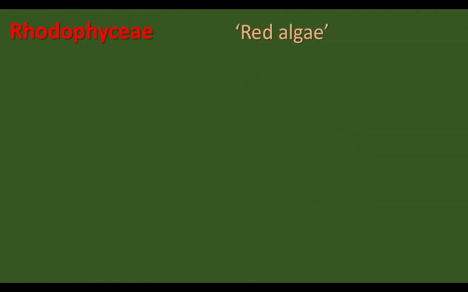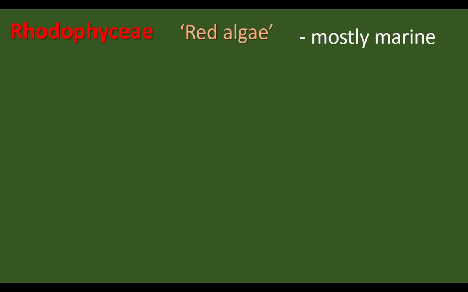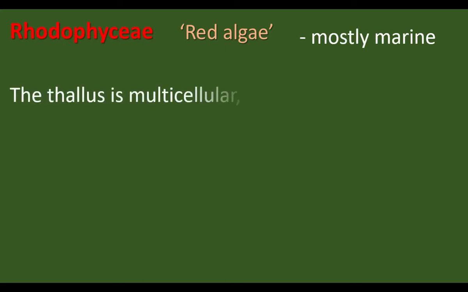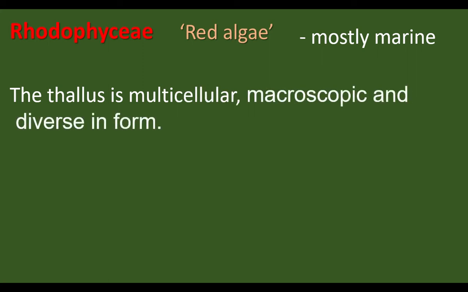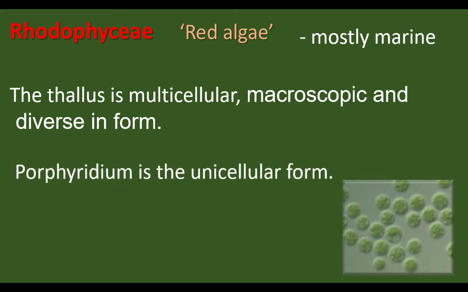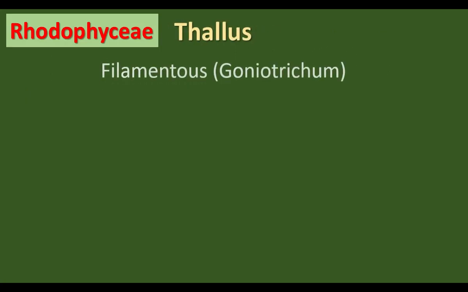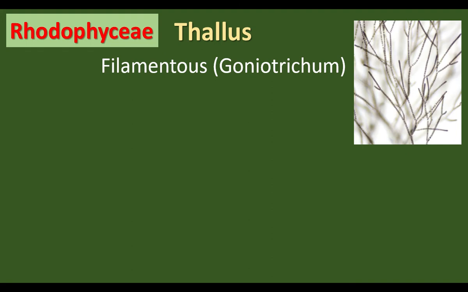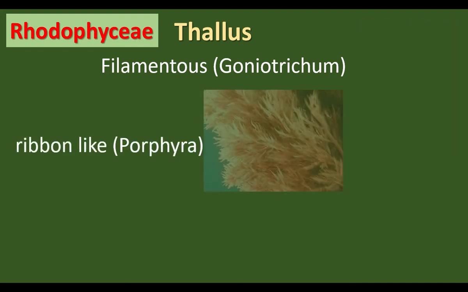Rhodophyceae, the members are called red algae, mostly marine. The thallus is multicellular, macroscopic and diverse in form. Porphyridium is a unicellular form. The thallus is filamentous in Goniotrichum. A ribbon-like thallus is present in Porphyra.